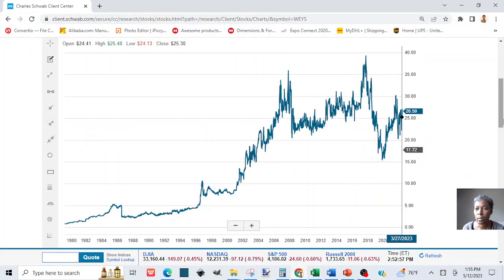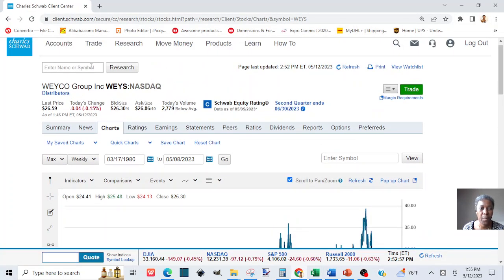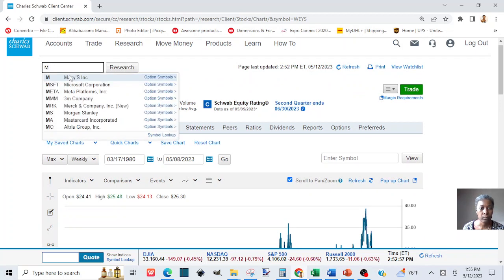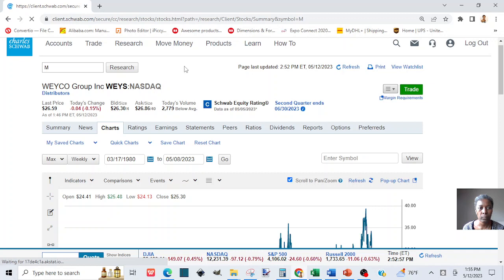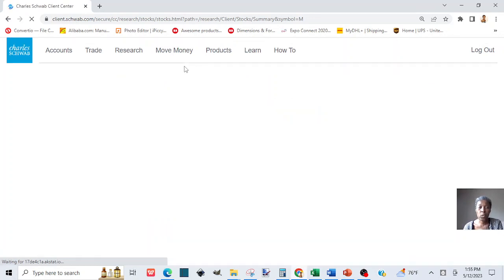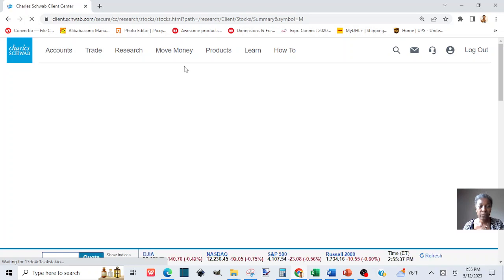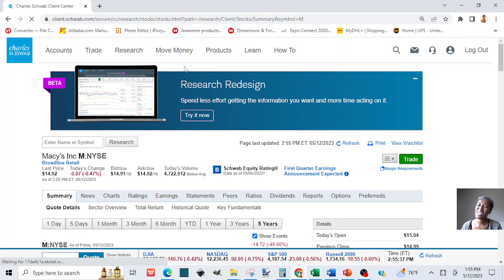So we'll go back, and from this page we'll search M. And technically it will keep us on the chart page and just show us Macy's chart. So it takes us back to the summary, and the classic view can do that. But if you are working in the newest view, it's going to keep you on the chart page, and then you can just do the chart study.